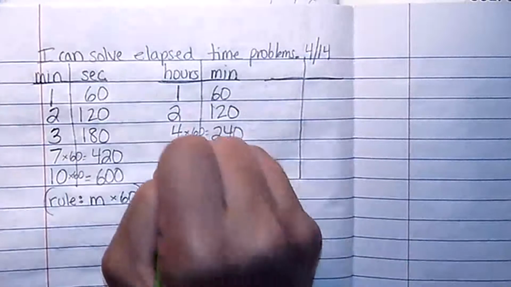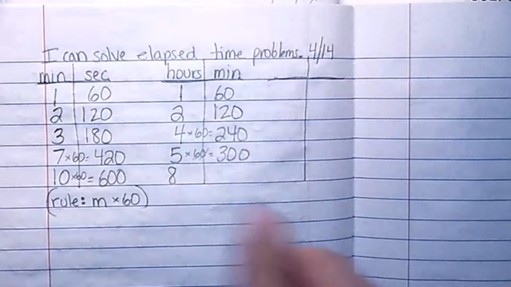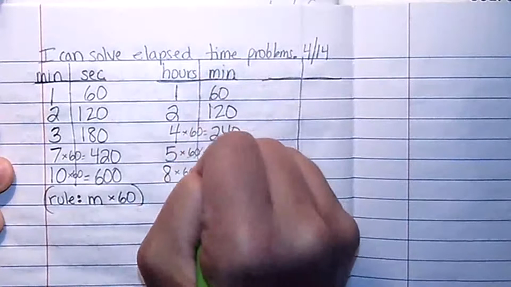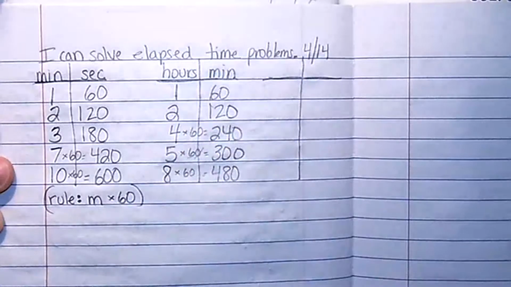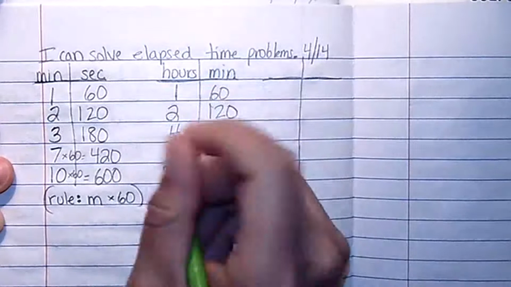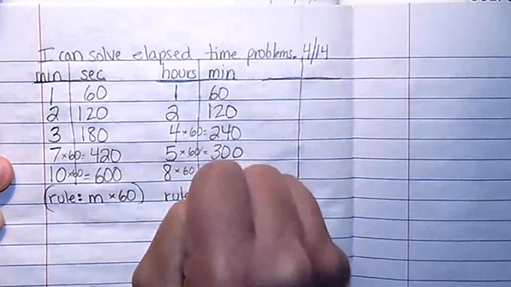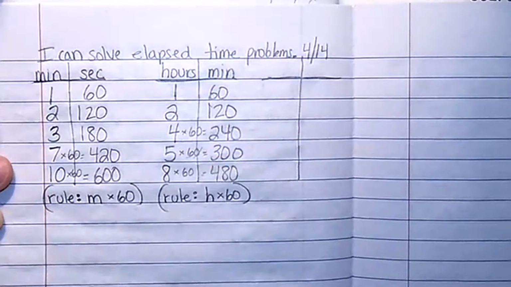And then lastly, let's say 8 hours. We want to know how many minutes we're away from our house for kids that go to school. 8 hours, they multiply by 60, and we end up with 480 minutes spent away from home. So the rule for changing hours into minutes is to take your hours and multiply by 60. Looks kind of similar, doesn't it?